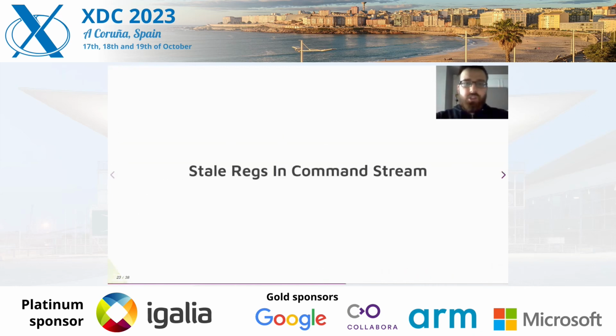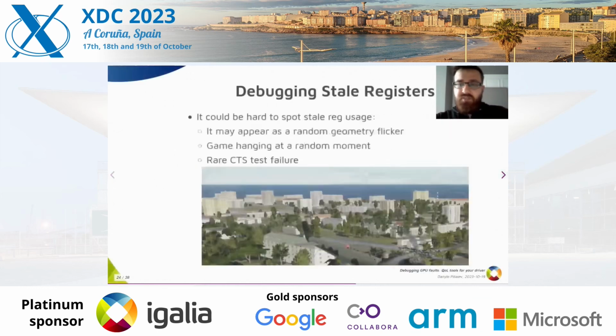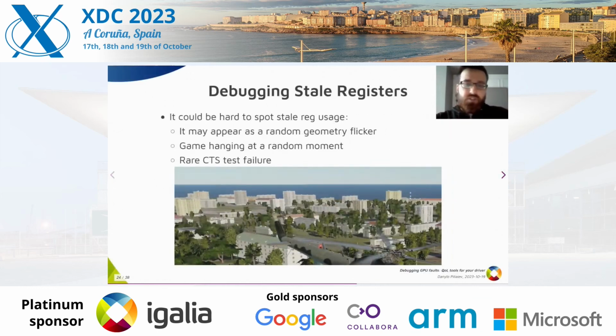One of the usual causes of the weird hangs and misrenderings are stale values in the GPU registers. They may appear as a random geometry flicker, or game hanging at a random moment, or a rare CTS test failure. I implemented a simple and in many cases effective way to debug it. It's not perfect, but catches more than enough issues.